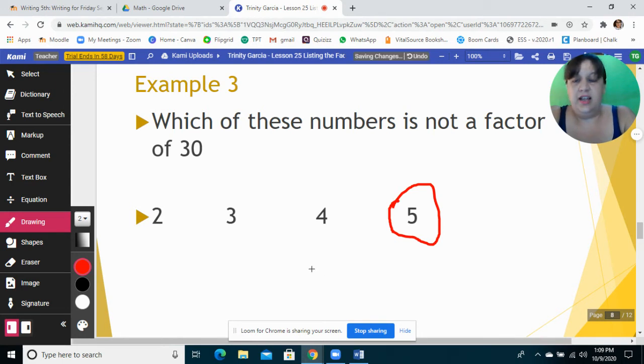All right. And what did we learn about 2? 2 is going to go into any even number, and 30 is an even number because it ends in a 0. Okay, so that 0 told us about the 2 and the 5. So now we just have to look at 3 and 4 and determine which one of these is not a factor. What do you think?